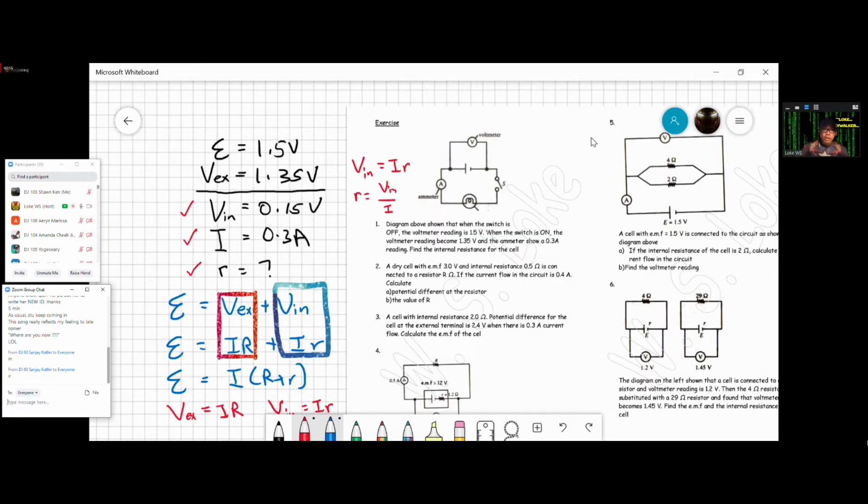Can I write on this side of the board? So R becomes the internal voltage 0.15 divided by the current. What is the current? 0.3. Is it okay? So R becomes how much? 0.05. Because it is a resistance, the unit is ohm. That's the answer.